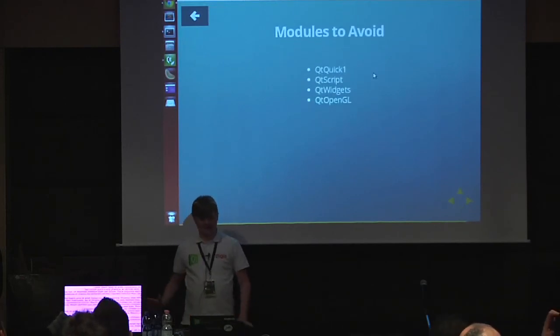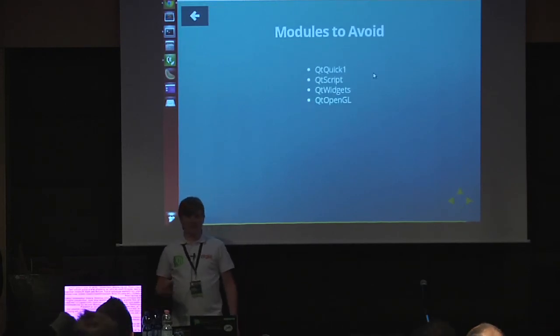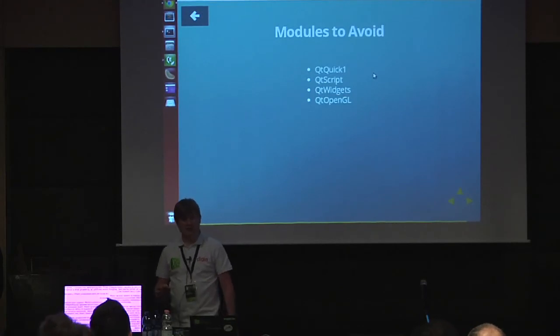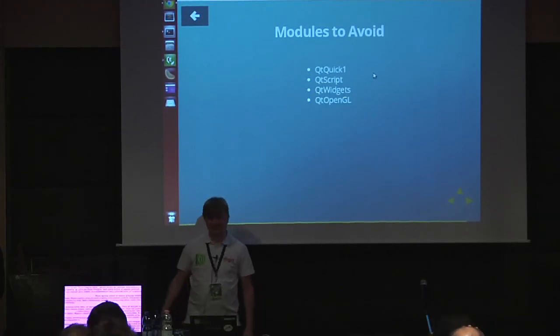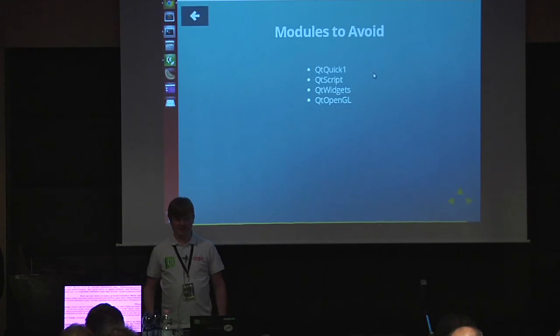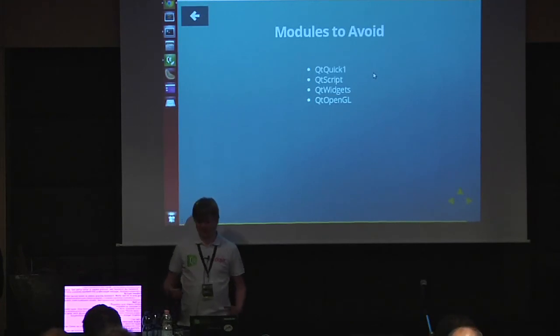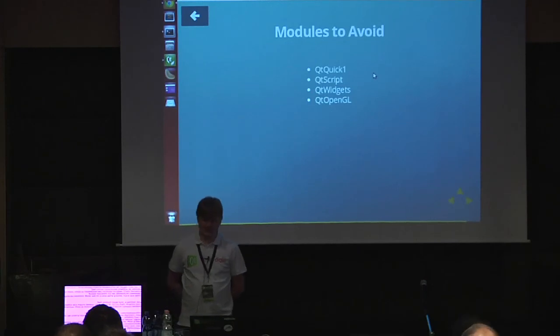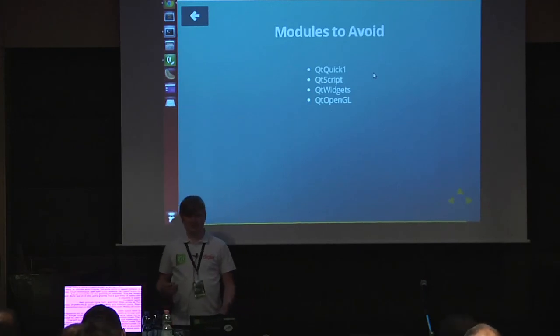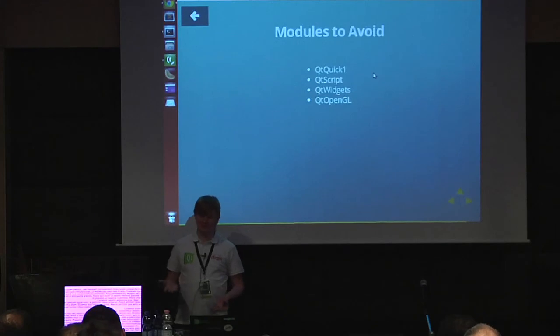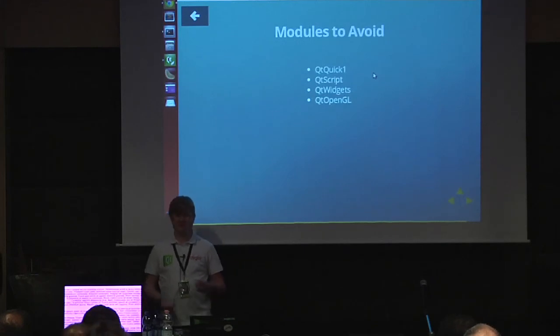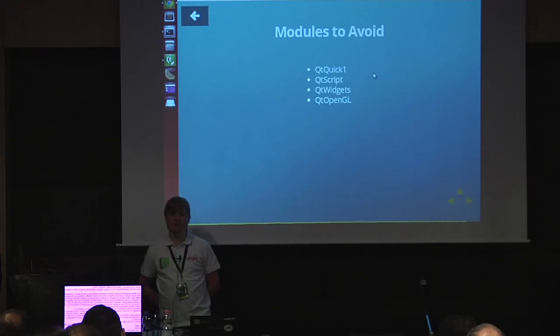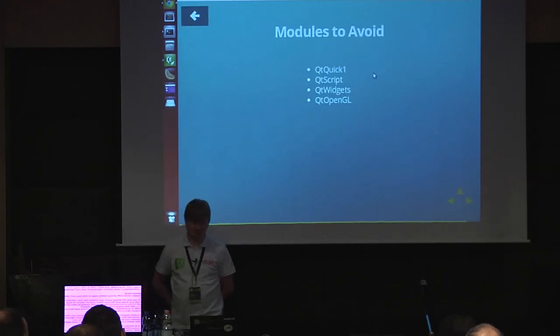And one more thing, when you're doing embedded Linux development, there's a few modules that you might want to avoid if you're writing new code. Some of these are the QQuick 1 module. That's actually been deprecated as of 5.2. And then the QScript module. If you don't need it, don't use it. But in some cases, you still have to use it if you're doing non-QML code that needs to be scriptable.